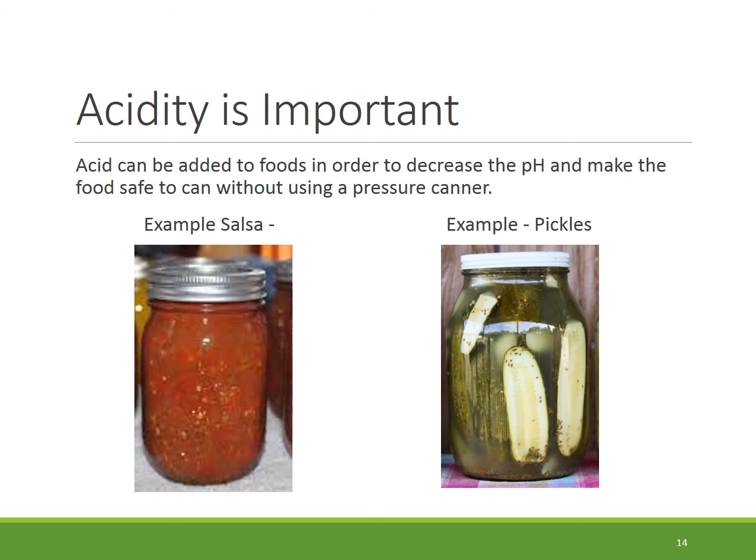The other example is with pickles. The main ingredient in pickles is cucumbers, which are low acid vegetables. So by adding a large amount of vinegar, you can drop the pH far enough below 4.6 that they can now be safely processed in a boiling water bath process.